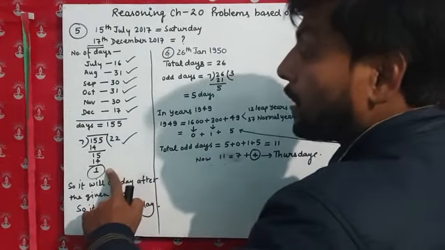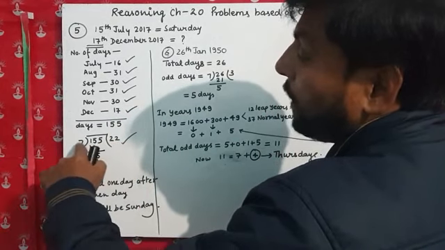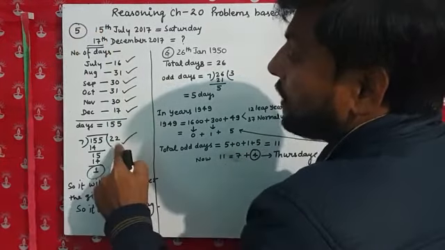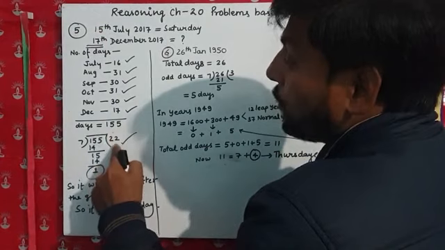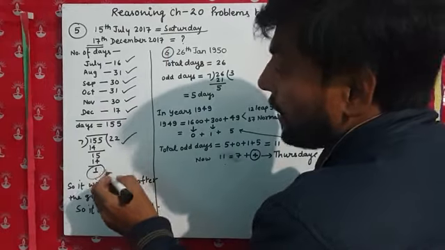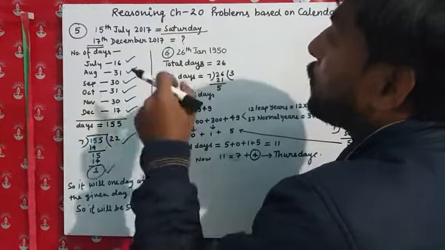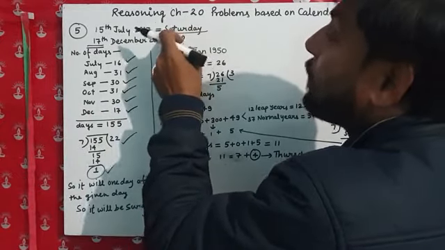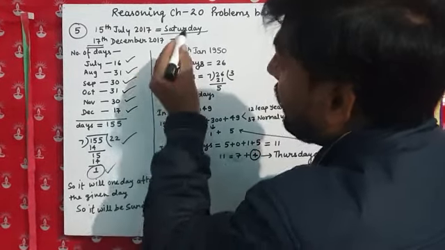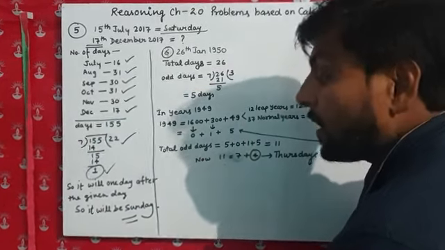So dividing 155 by 7, we get 22. That means from this date to this date, 22 weeks are completed. After 22 weeks, there will be the same day, Saturday. But here the remainder is 1 day, so we have to go 1 day ahead. That means it will be 1 day after the given day. The given day is Saturday, and 1 day after that is Sunday. So here the answer will be Sunday.